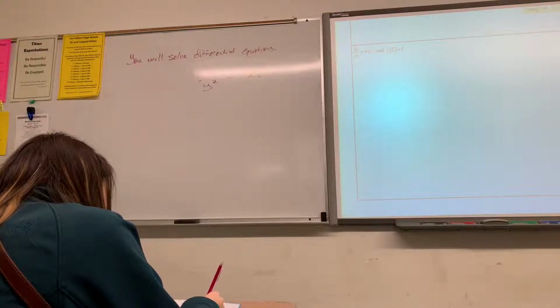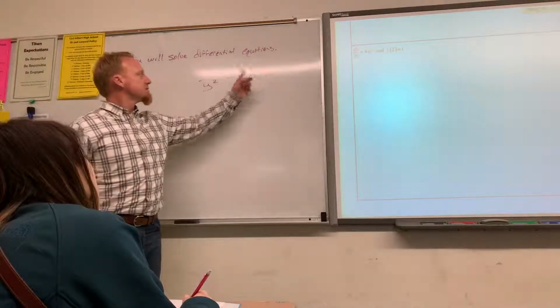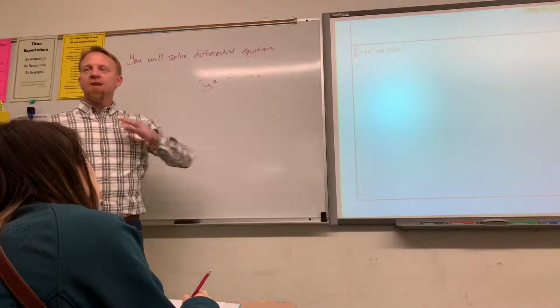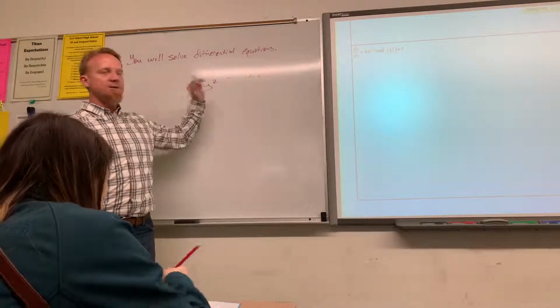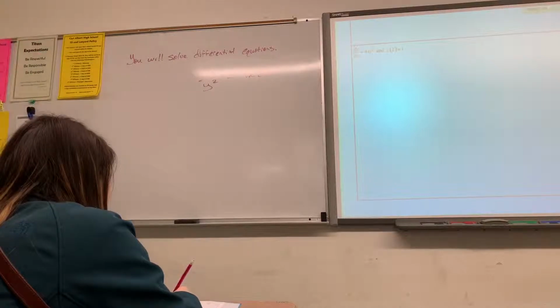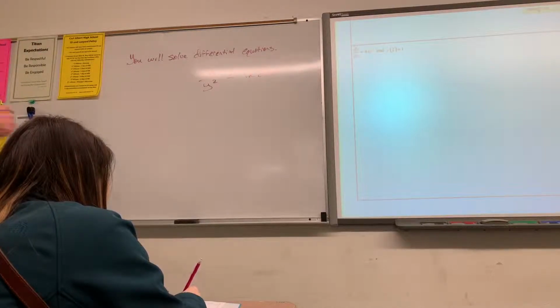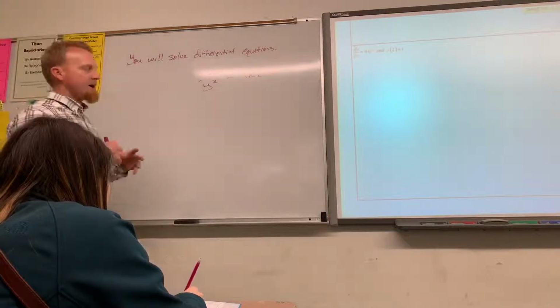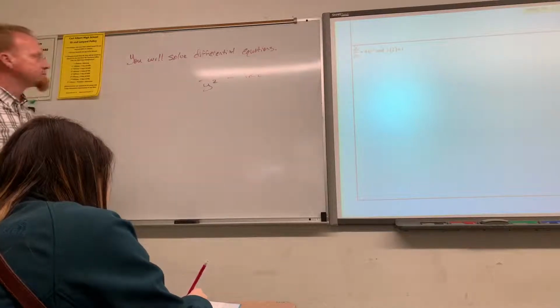Now, there's something people do, and it can never happen, so don't ever let it happen to you. Sometimes people will end up with the dx or the dy in the denominator. You did something wrong if your dy or dx is in the denominator. dy and dx always need to be in the numerator after you separate. Make sense? If you got a dx in the bottom or a dy in the bottom, that's a dead giveaway. You did something wrong.